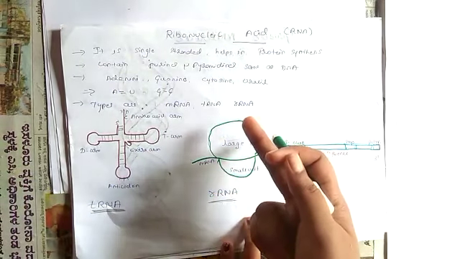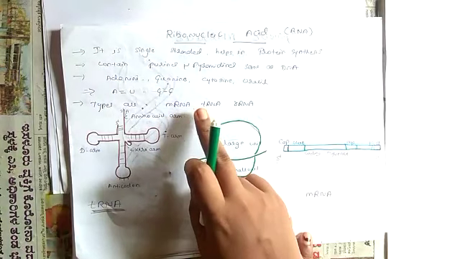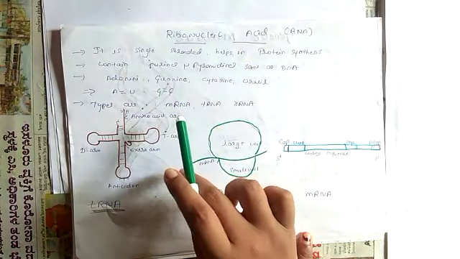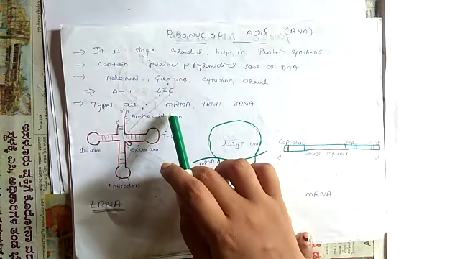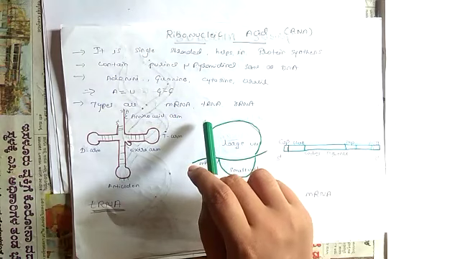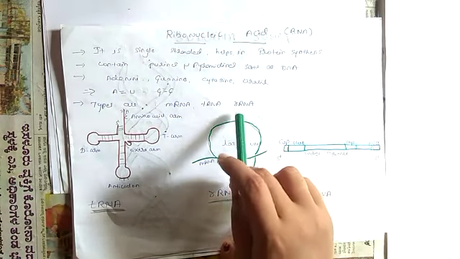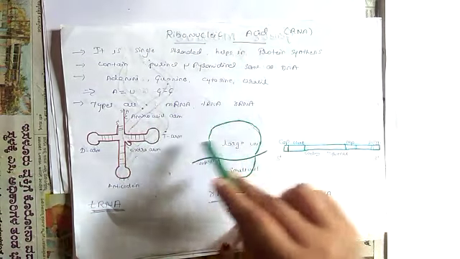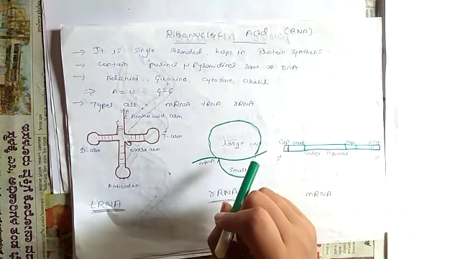The non-genetic RNA is of three types, as you can see over here. These help in protein synthesis. They are mRNA, rRNA, tRNA. mRNA is messenger RNA, tRNA is transfer RNA, rRNA is ribosomal RNA. All three RNAs help in protein synthesis.